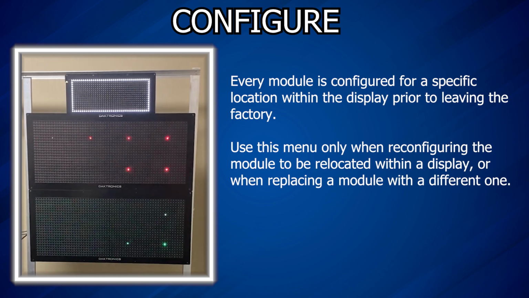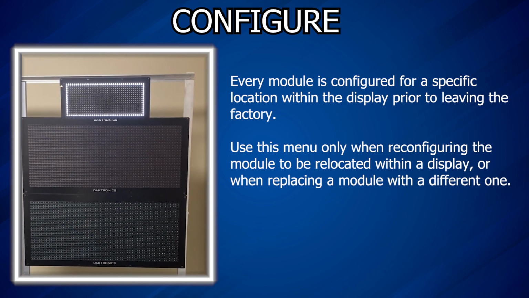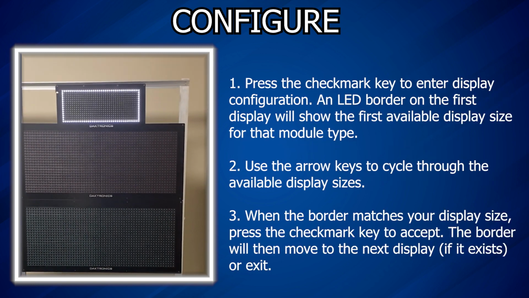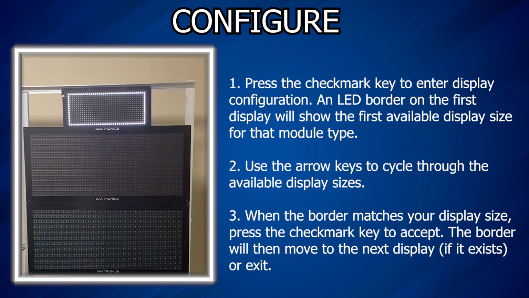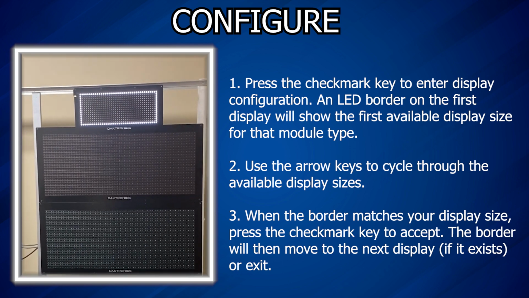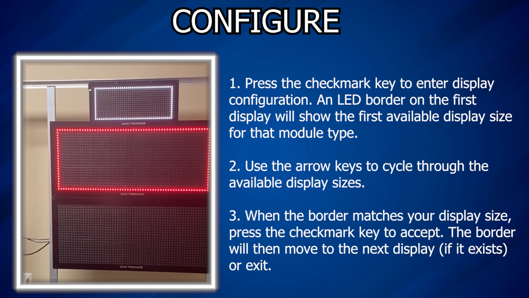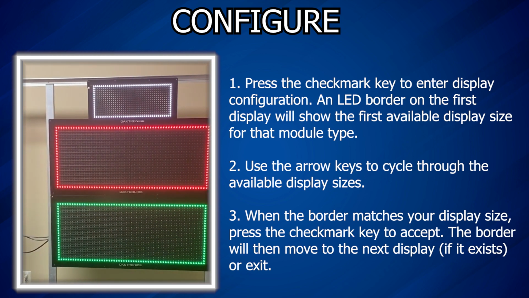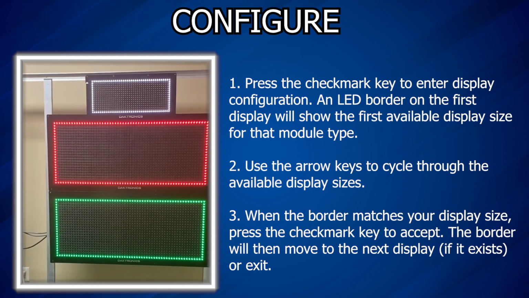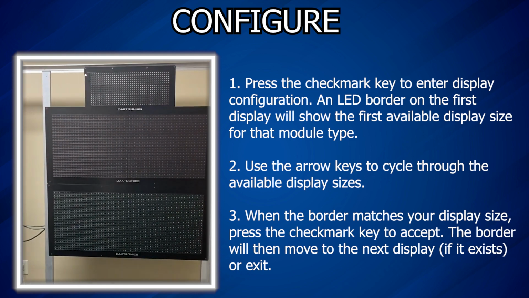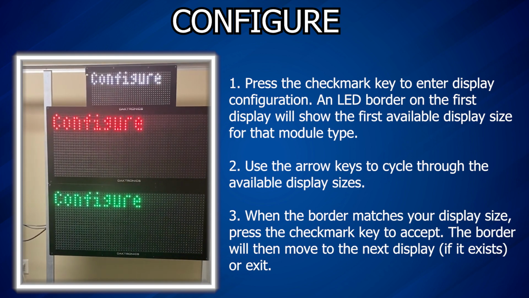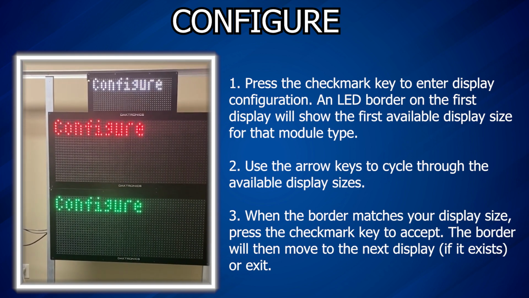To do this, press the checkmark key to enter display configuration, and an LED border on the first display will show the first available display size for that module type. Use the arrow keys to cycle through the available display sizes. When the border matches your display size, press the checkmark key to accept. The border will then move to the next display if it exists, or exit.